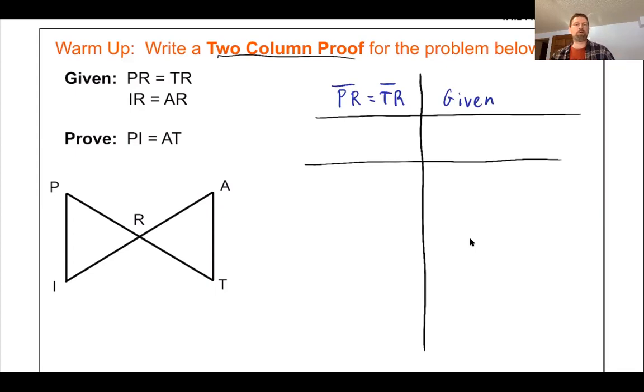Whenever I write something on my proof, that's when I mark it on my picture so that I can start figuring out the rest of it. So I know PR and TR are the same, so I'm going to mark those congruent right there. I also know IR is equal to AR right there, because that was also given, right? So there's always some information that's given. And so I always list that first because it's easy to make sure I get that. Again, once I list it, I like putting it on the picture. There's AR and IR being shown congruent.